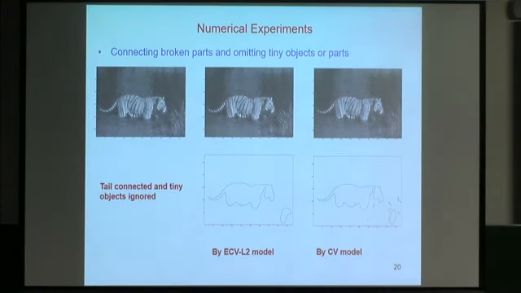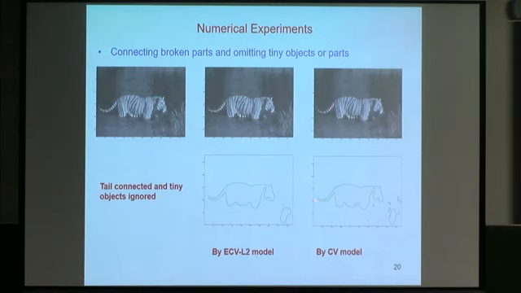Okay, so let's focus on this type of picture. We find that by using the Euler elastica as the regularization term, we can find this tail. I cannot say it is completely captured, but lots of it is captured. However, for the Chan-Vese model, we can see lots of broken parts.